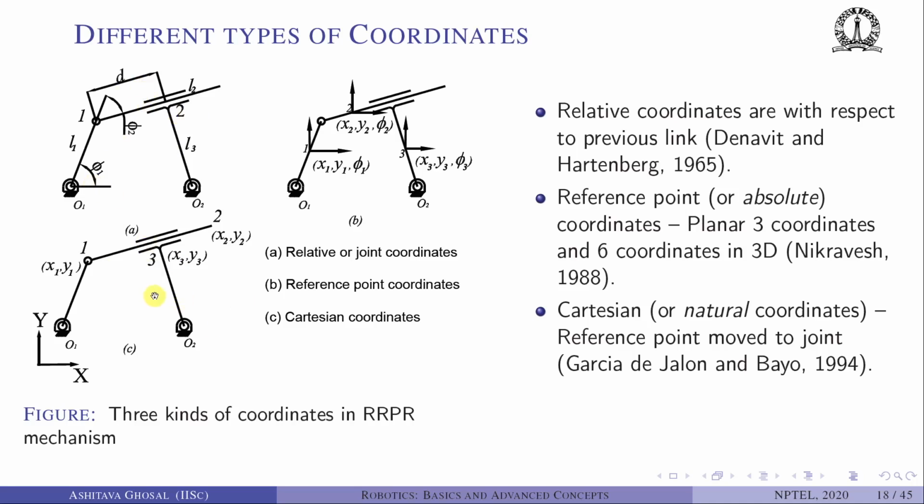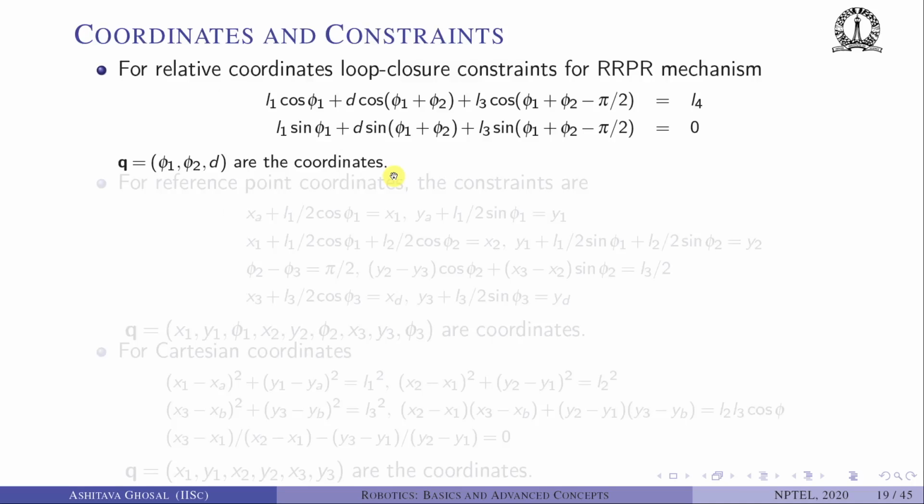In this case, I have 6 parameters, so I must have 5 constraints. In this case, I have introduced 9 parameters: x, y and phi for each of the 3 links. So there must be 8 constraints. So we can derive these constraints.